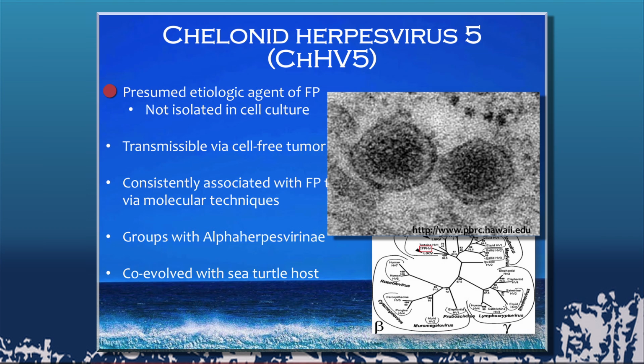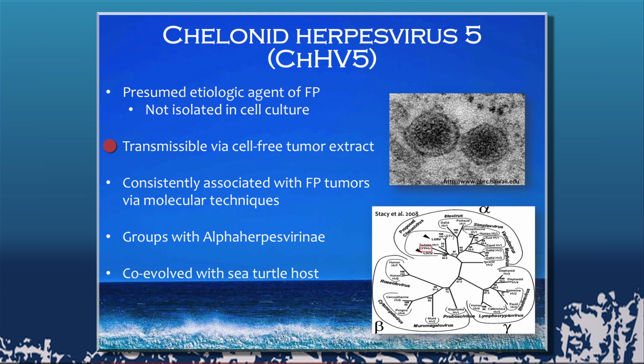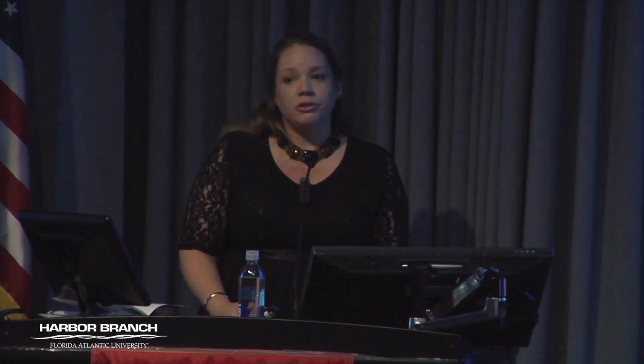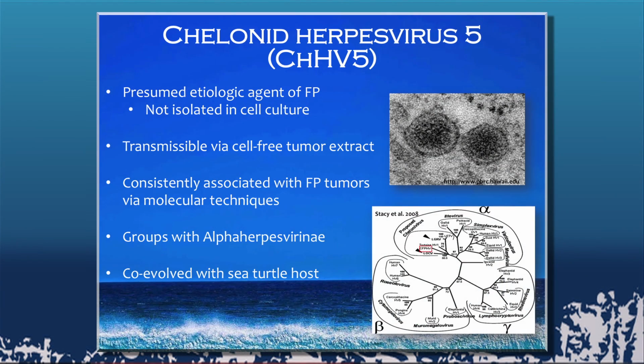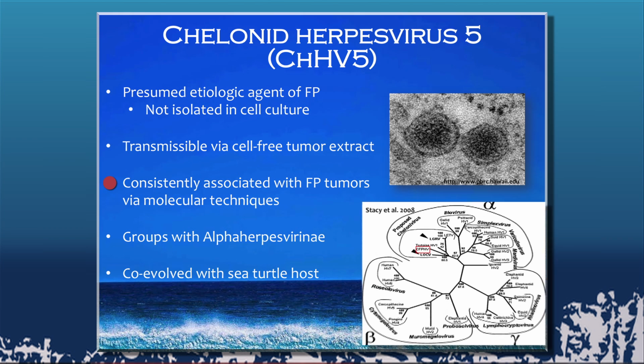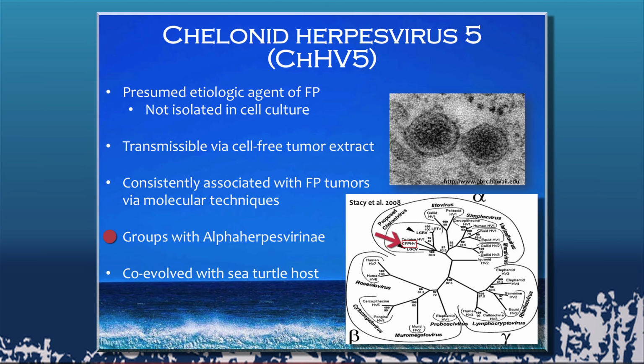I say presumed because like many herpes viruses, this virus is not able to be isolated in cell culture. However, the tumors have been proven to be transmissible via cell-free tumor extract, meaning that a researcher cut off a tumor, ground it up, passed it through a virus-sized filter, injected it into naive turtles, and they grew tumors. This virus is consistently associated with FP tumors via multiple molecular techniques. Herpes viruses group into alpha, beta, and gamma herpes viridae, and this one groups with the alpha herpes viruses.